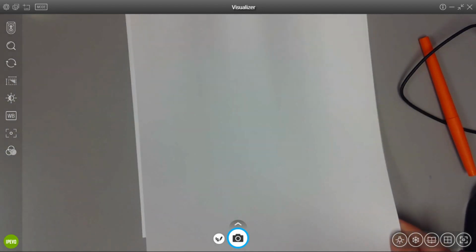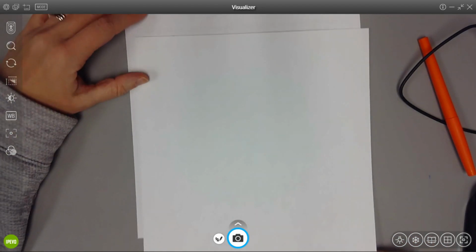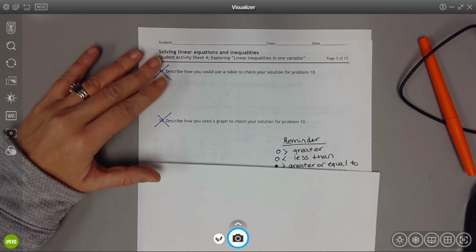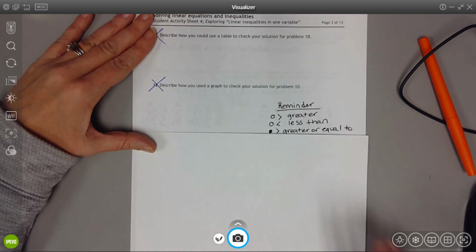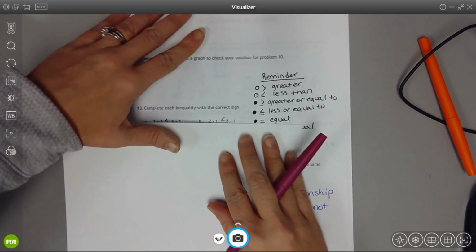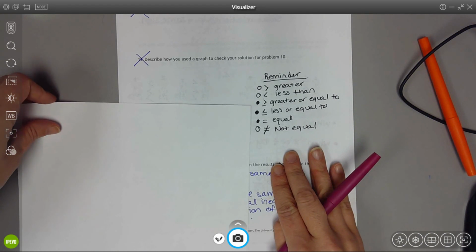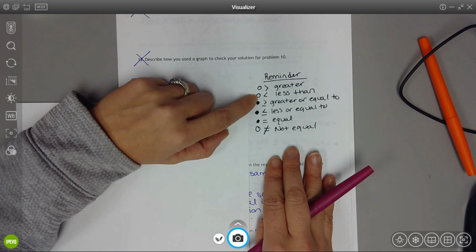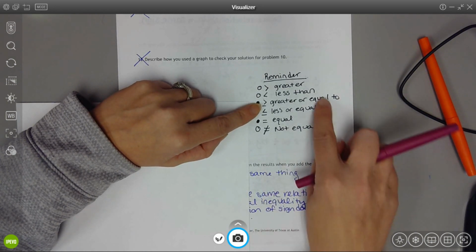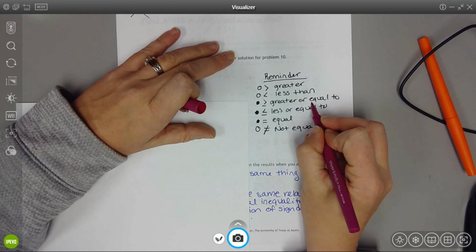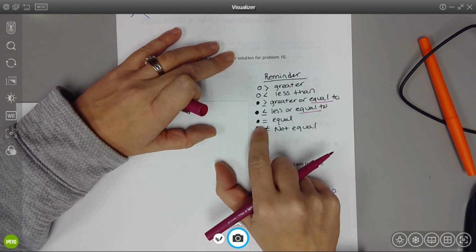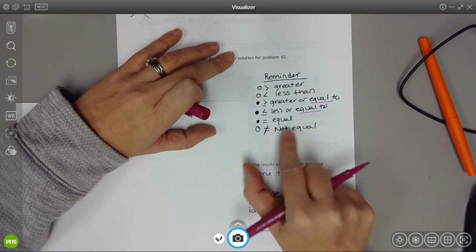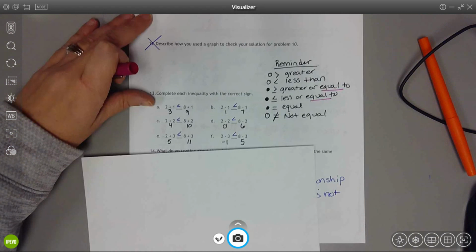Let's go on. We're going to cross off question 14. Question 12. This is a good spot that you could write these notes. Just a little reminder. Open circle for greater than, open circle for less than. If it is greater than or equal to, with the little line underneath, we're going to use closed circles. If it flat out says equal, we're going to use a solid circle. And if it says does not equal, we use an open circle.